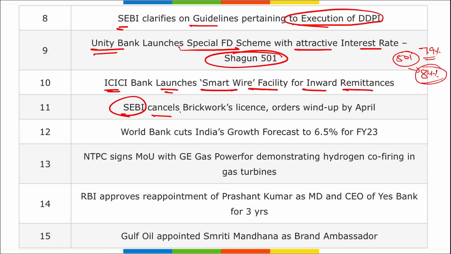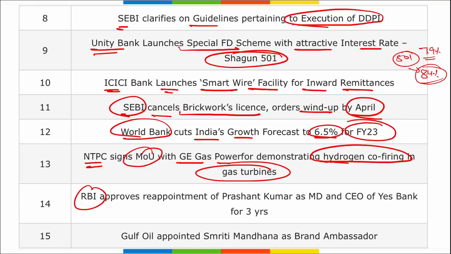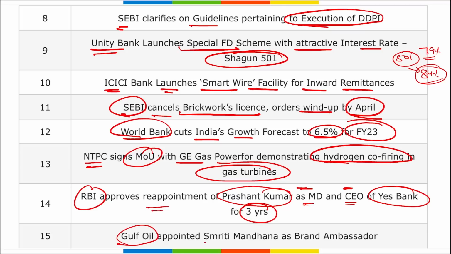SEBI has cancelled the Brickworks license, and they must wind up all their processes by April. World Bank has cut India's forecast to 6.5% for fiscal year 23. NTPC has signed an MOU with GE Gas Power for demonstrating hydrogen co-firing in gas turbines. RBI has approved the reappointment of Prashant Kumar as the Managing Director and Chief Executive Officer of Yes Bank, and for how many years? For 3 years. Gulf Oil has appointed Smriti Mandhana as their brand ambassador.